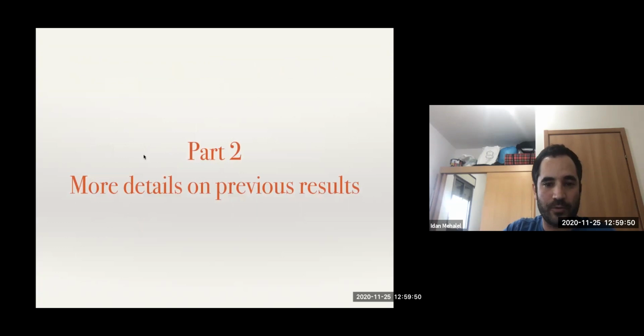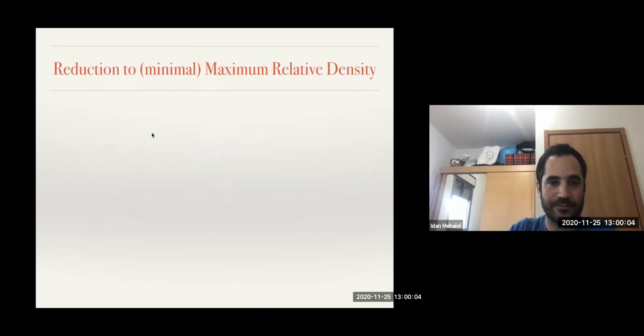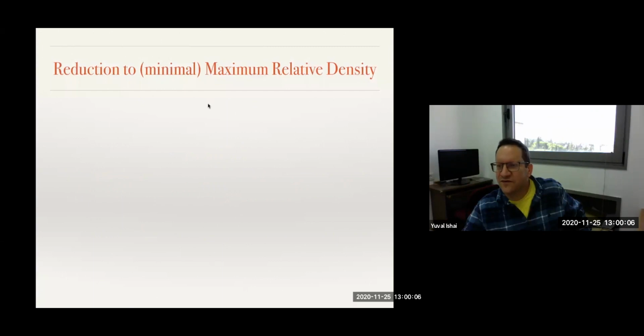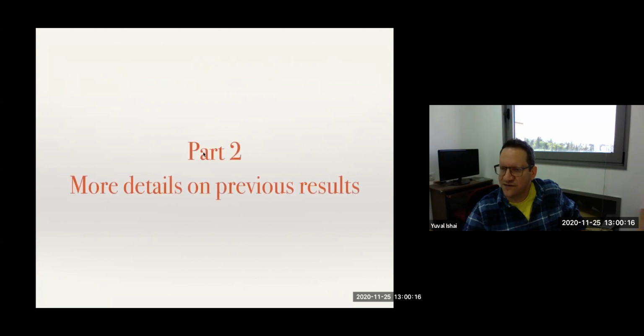So let's move on to part 2. We give some more details on previous results and mainly review this lower bound of 1.25 to the n for specific n values. Maybe, sorry for interrupting again, but you recall this classical result of Huffman that shows that, so will you say a few words about it, just to remind us what's the idea?